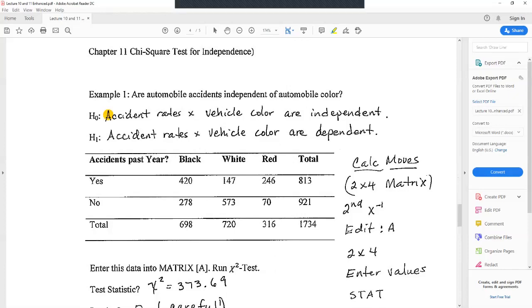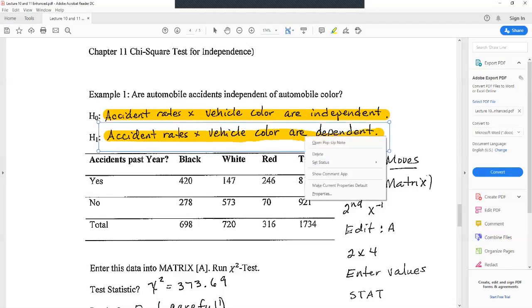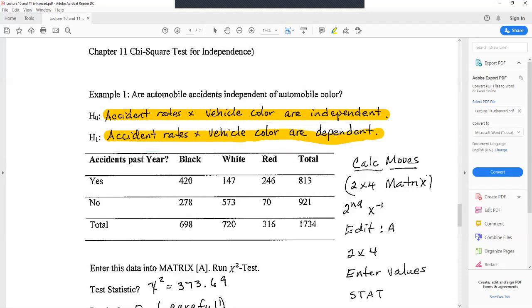The null is going to claim that accident rates across vehicle color are independent. In other words, the null hypothesis is basically claiming that it doesn't matter what color your vehicle is in terms of whether or not you're going to have an accident. The alternative hypothesis is going to claim that they are dependent of one another. So the alternative hypothesis believes that the color of your vehicle does determine the probability of your having an accident. So let's see who's right here.